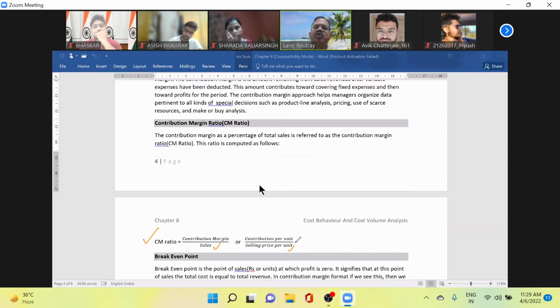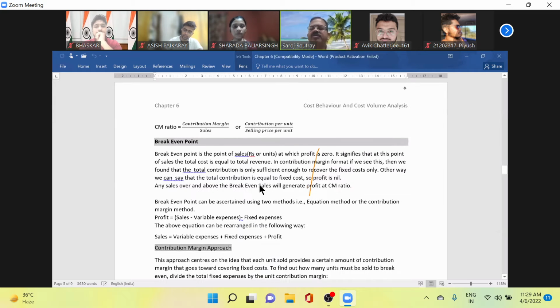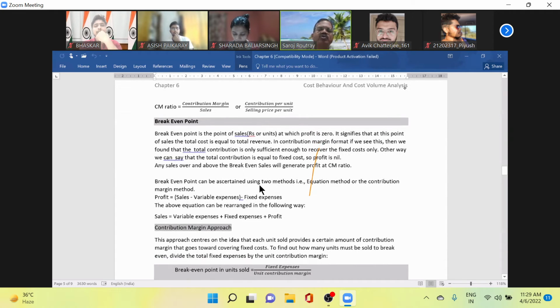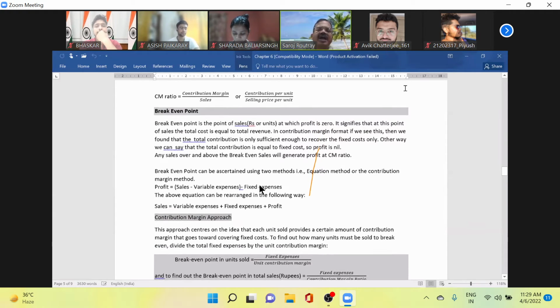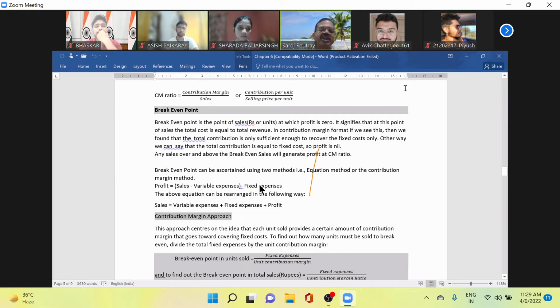Right? So if you have written this down, then we'll move to the next. Break even point. I have already discussed break even point, and you can find it out using a formula as well as the equation. What is that equation?